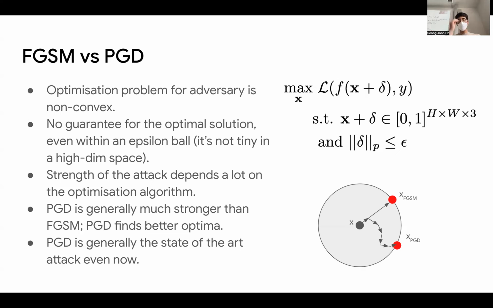And therefore, the strength of the attack depends a lot on the optimization algorithm. It's not the case that whatever gradient descent method you choose, you're going to find the optimum. You have a lot of design choices for doing this optimization. And this PGD method is generally much stronger than FGSM. That means PGD finds much better optima than just this one-step gradient. And PGD is still the state-of-the-art now.